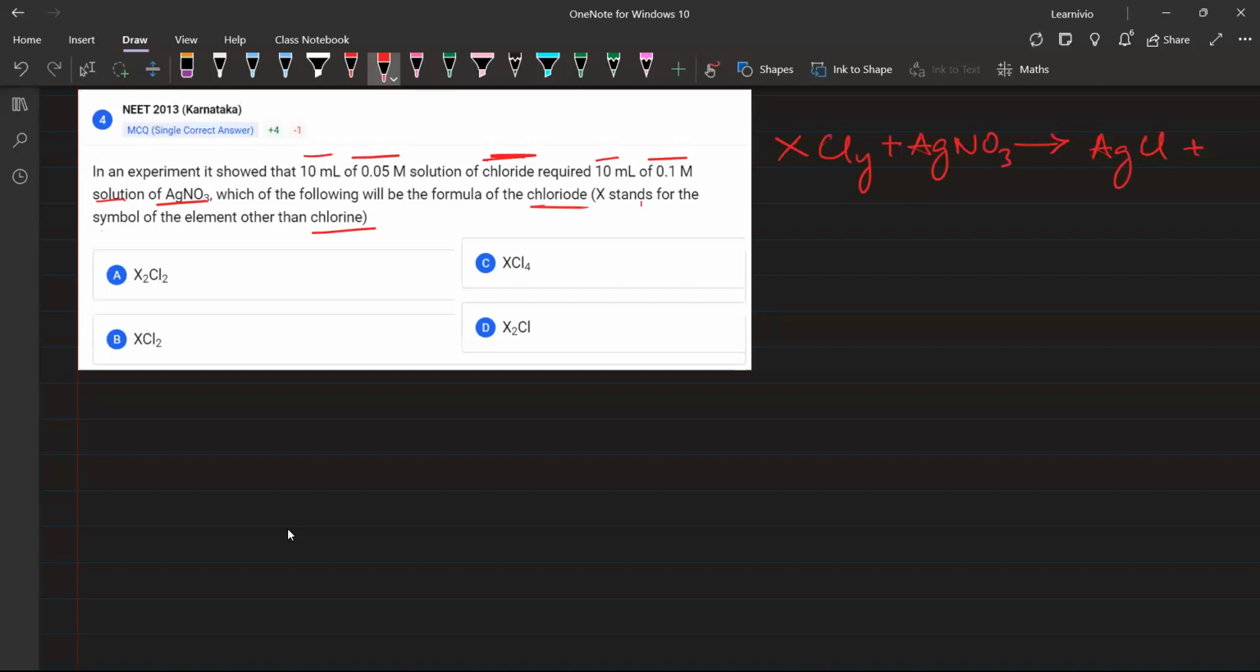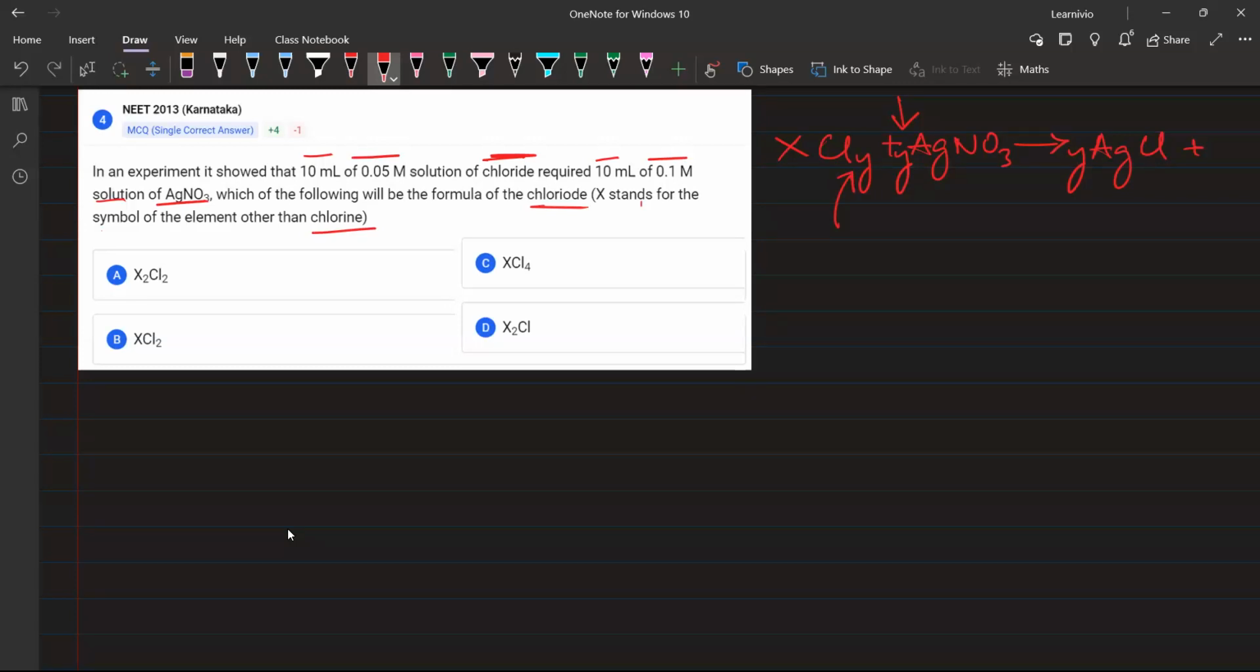Now, what is the amount of AgCl we will be getting? We will be getting Y amount of AgCl. And if we are getting Y amount of AgCl, we would need Y amount of Ag also. So we would need Y amount of AgNO3. So depending on the number of chlorine atoms present in the chloride, we would need that many moles of AgNO3. So this is the basic idea of the question. How to do this now?